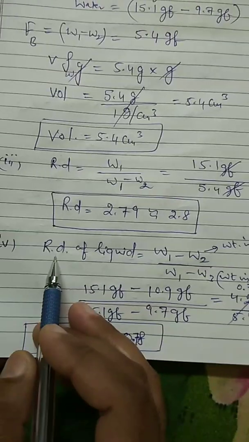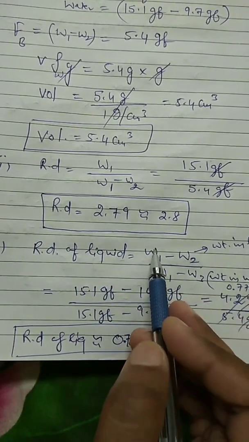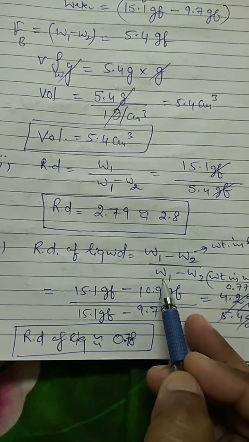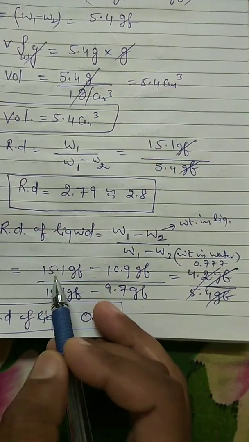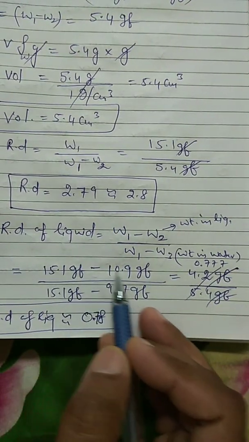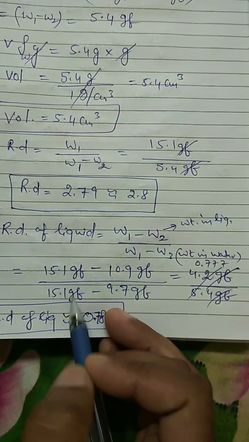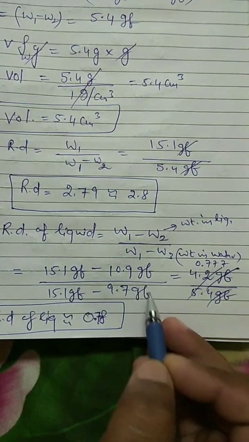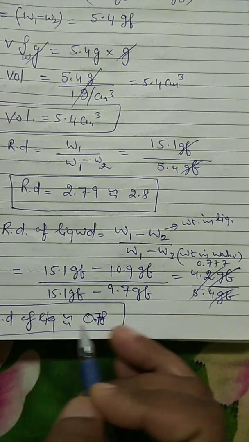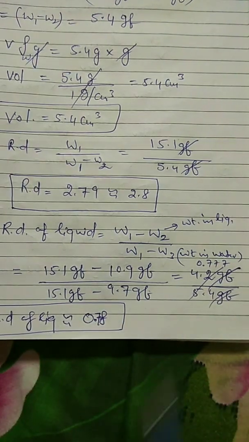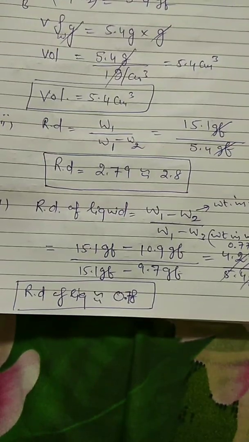Fourth part, relative density of the liquid is equal to W1 minus W2, where W2 is the weight in liquid, W1 is the weight in air, over W1 again weight in air, minus W3, that is weight in water. So 15.1 gram force weight in air minus 10.9 gram force weight in liquid, over 15.1 gram force minus 9.7 gram force, this is the weight in water. If you solve this, you'll get approximately relative density equal to 0.78. After solving, you will get 0.777. So here it is 0.78 without any unit.